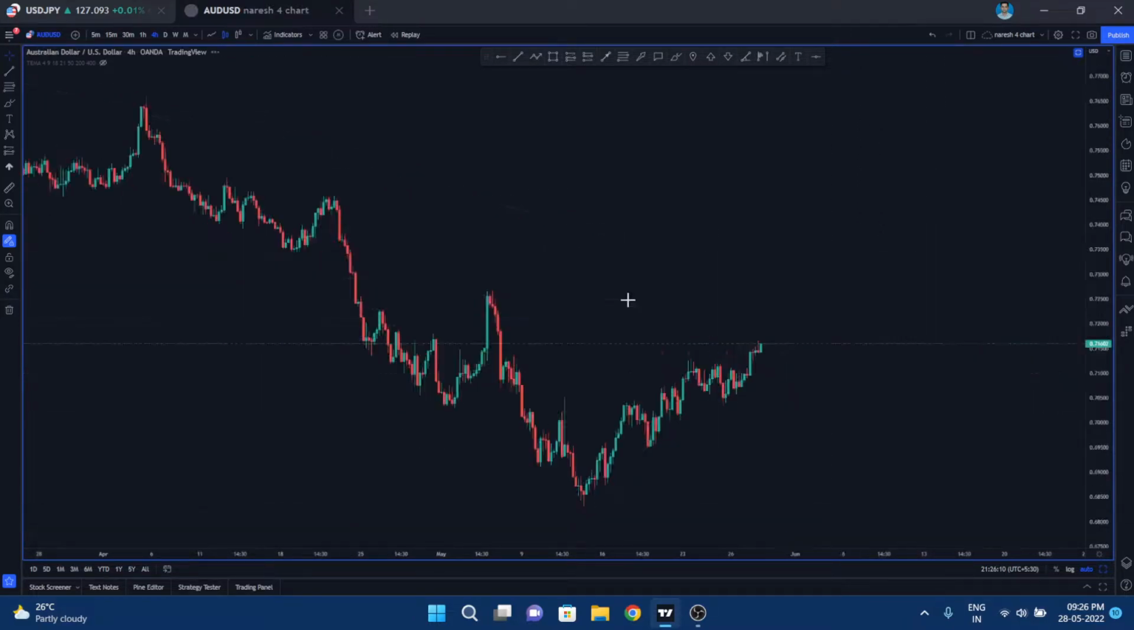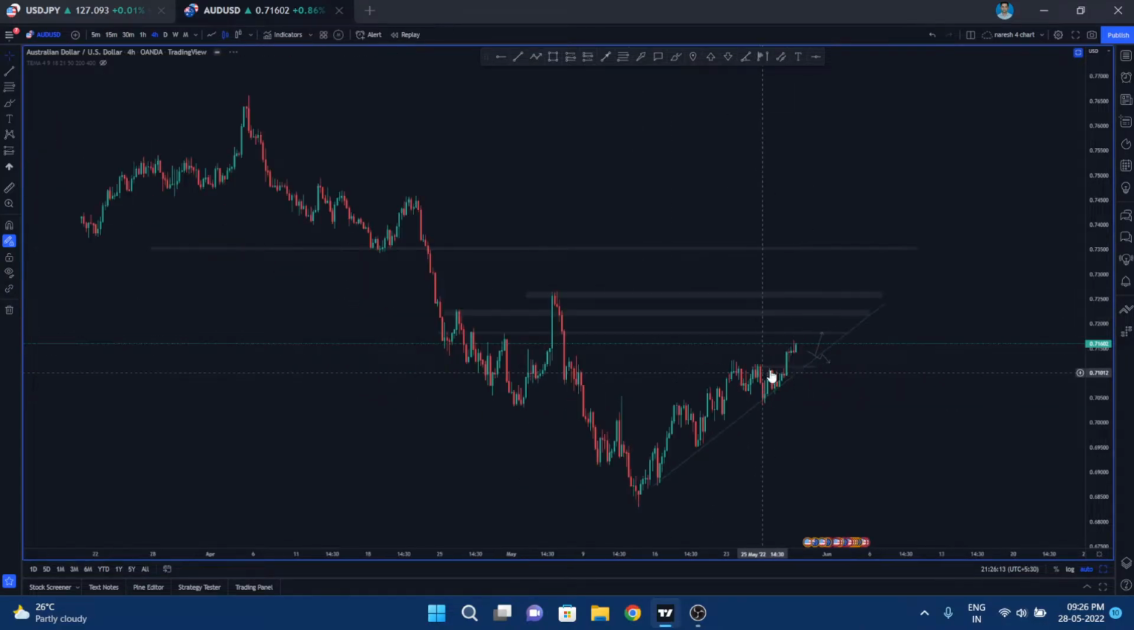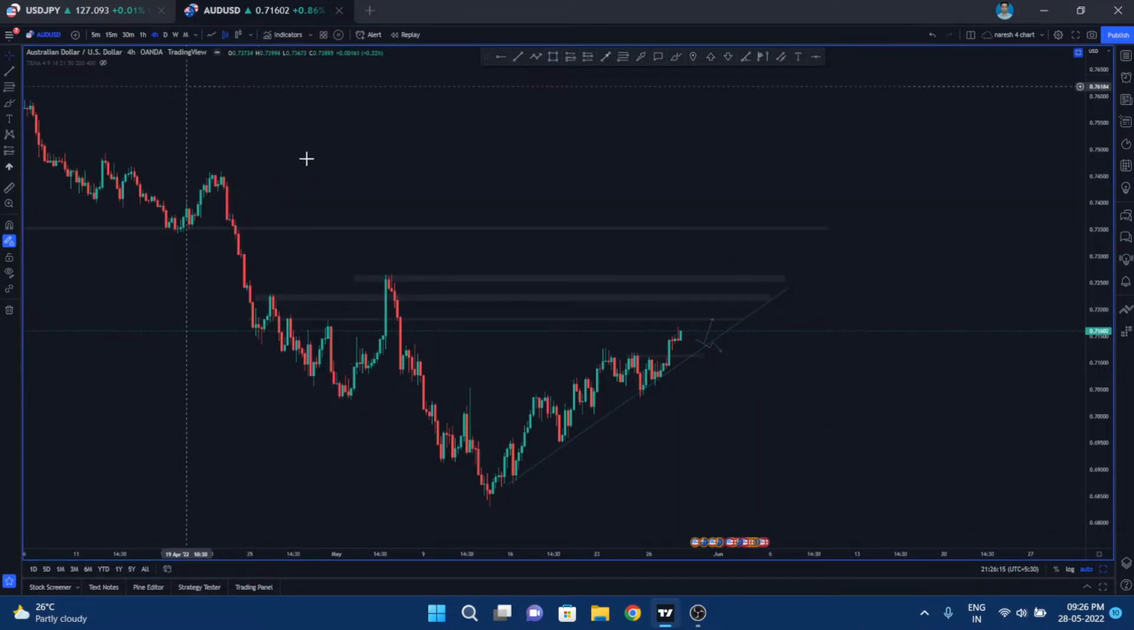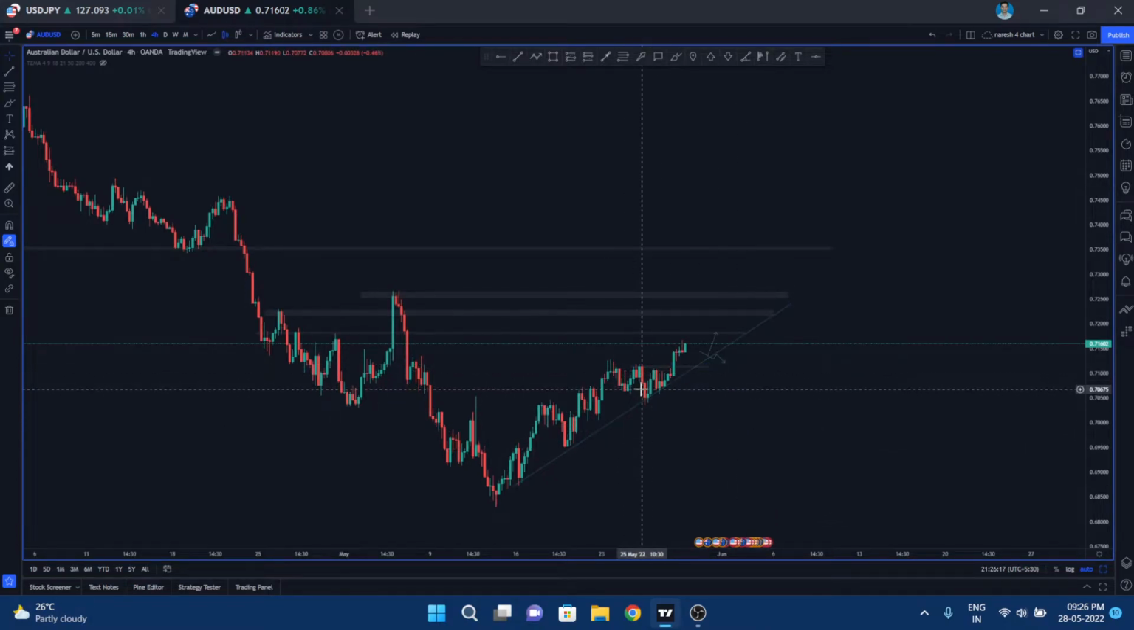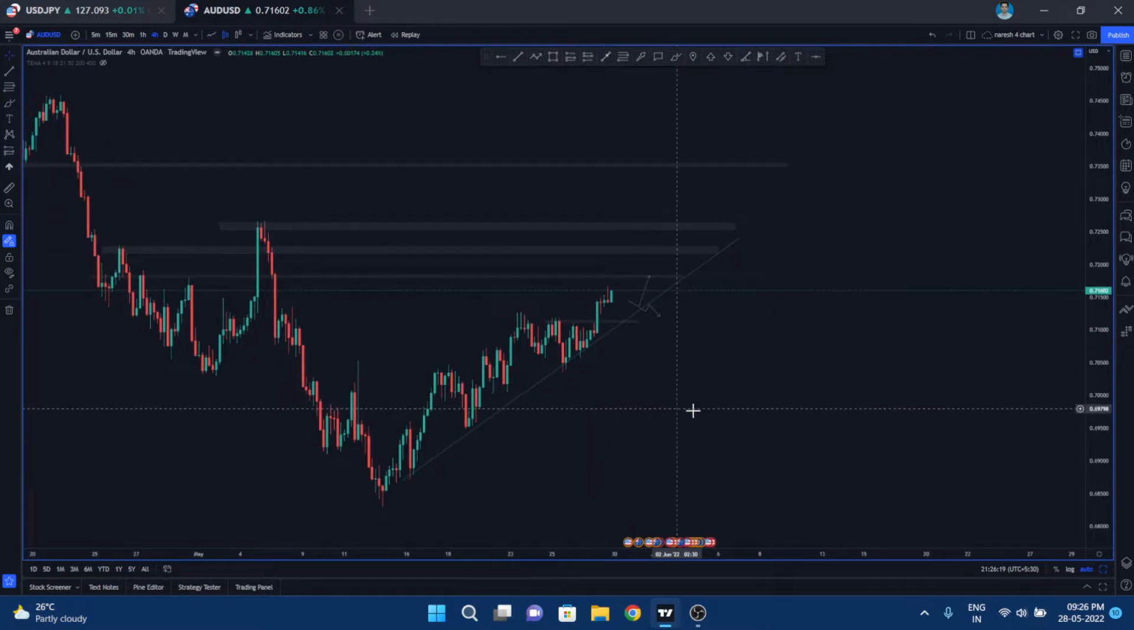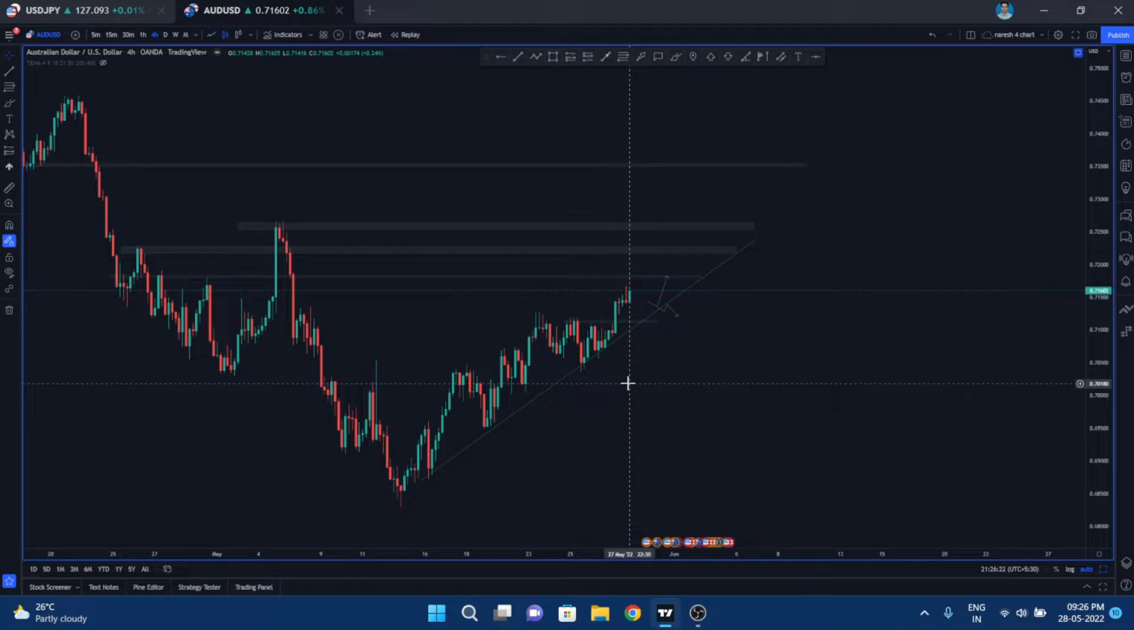Okay, next would be AUD, guys. It is in an uptrend as we can see in the 4 hour time frame, and it is super bullish compared to other USD correlated pairs.